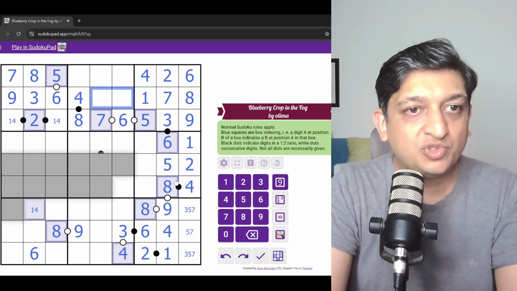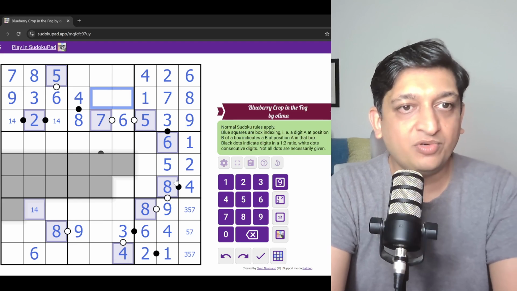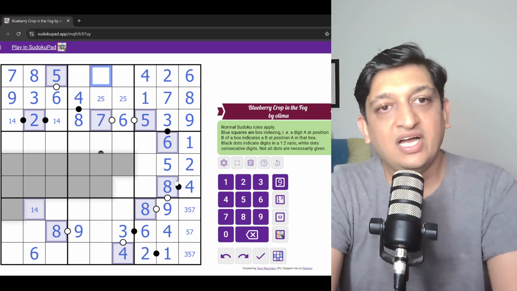I am left with these two blocks now in this particular row, and there is only a 2 and a 5 that I need to put here. So I'll just put a 2 and a 5 here. And what about this block?